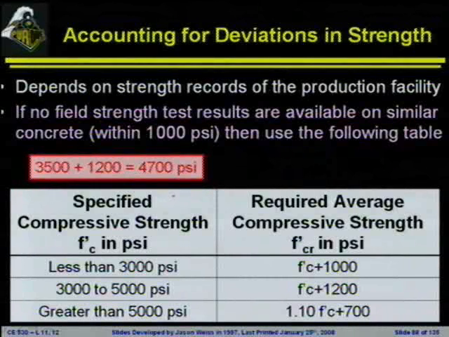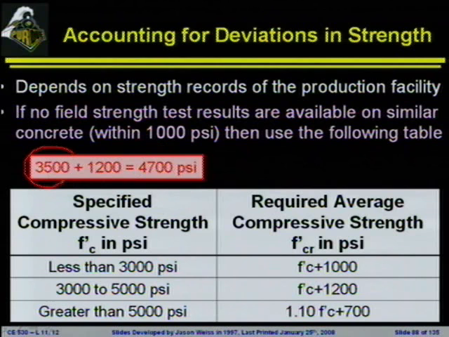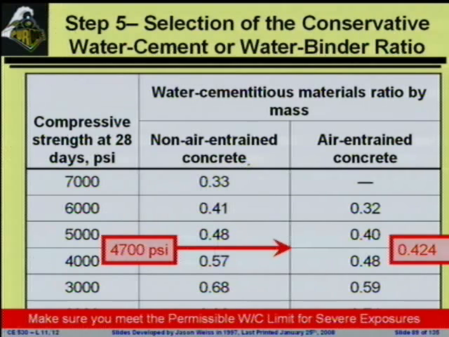So accounting for these standard deviations, this should have been a magic yellow slide. We assumed here that there was no field data. This is the example. We said that we had to have 3,500 psi. We're going to add 1,200 to it because we're in this range. So we're going to design our concrete mixture for 4,700 psi as our required compressive strength. So we would now come into step 5.